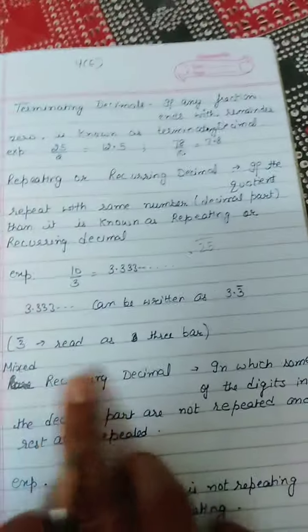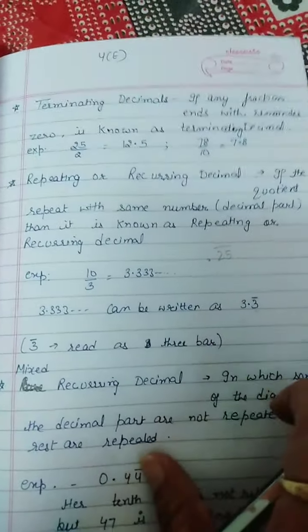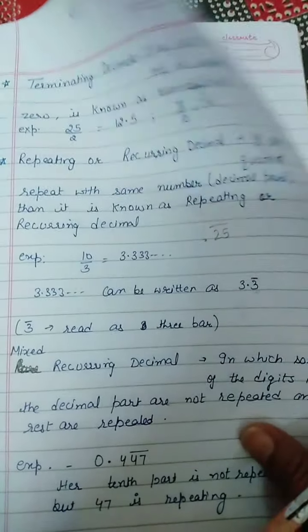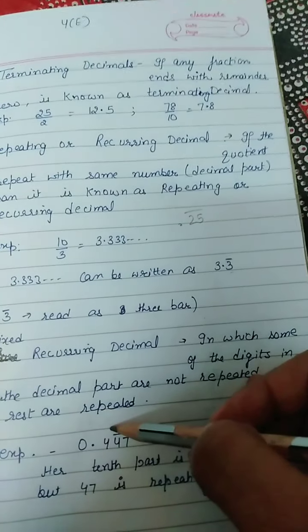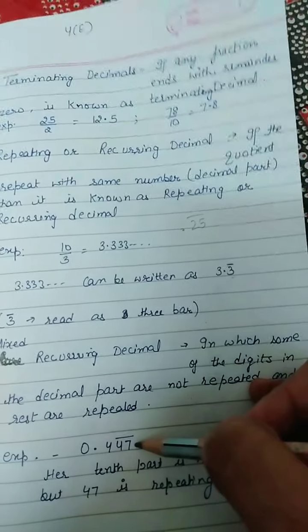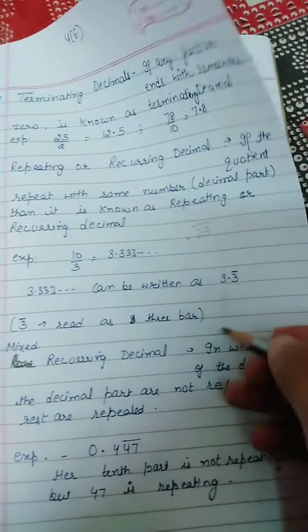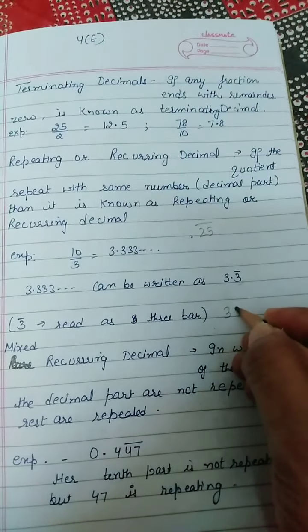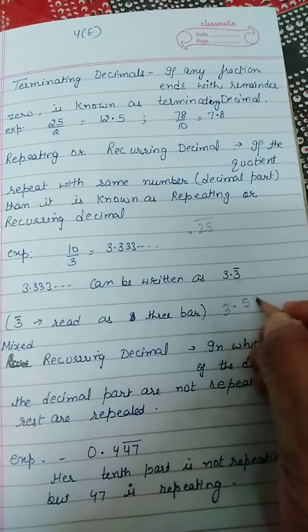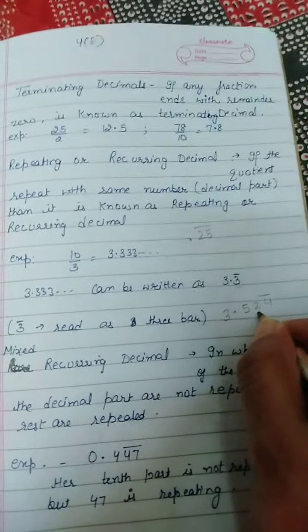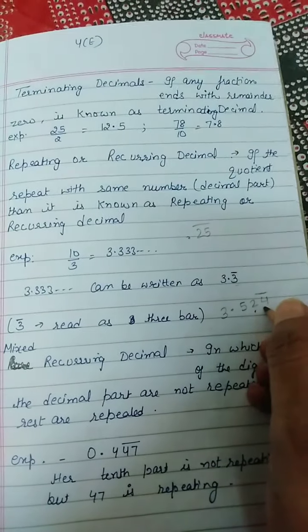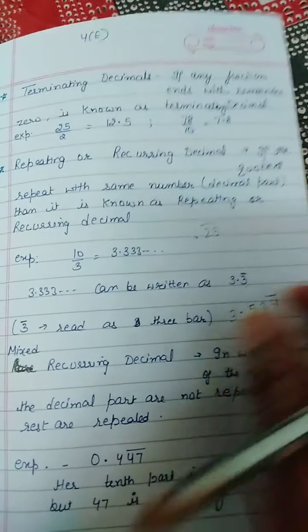Fine. Mixed recurring means the remainder definitely here is also not 0, but some part of the decimal is not repeating and the remaining is repeating. Suppose you have 3.524 bar. It means 52 is not repeating but 4 is repeating and so on. Fine. This is called mixed.